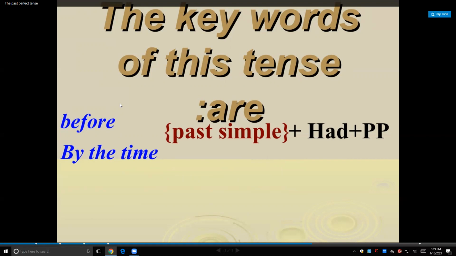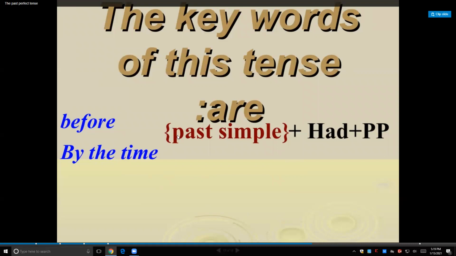Now the other keywords could be before and by the time. Again, before, by the time, and then past simple, and plus had. Since we have written before, by the time, so actually this action took place later. That means this action took place first, and this action took place later.